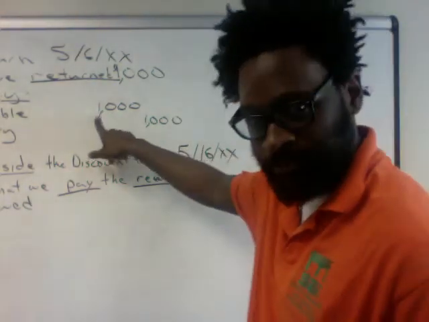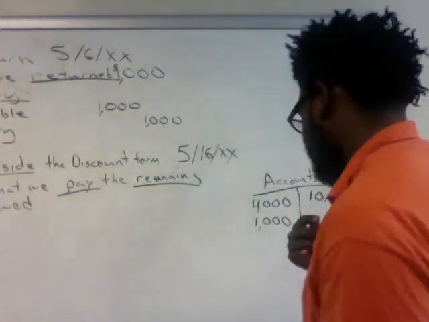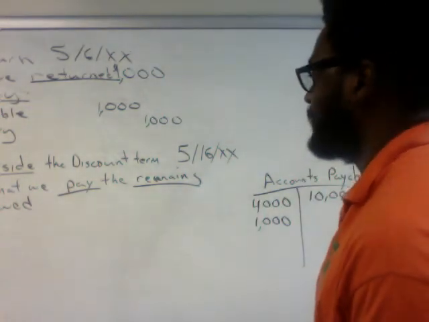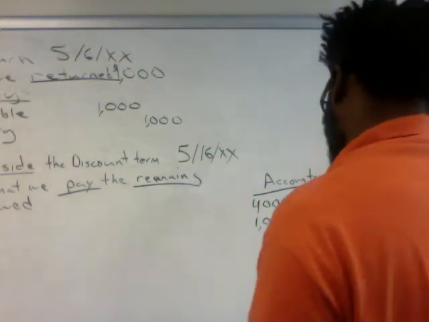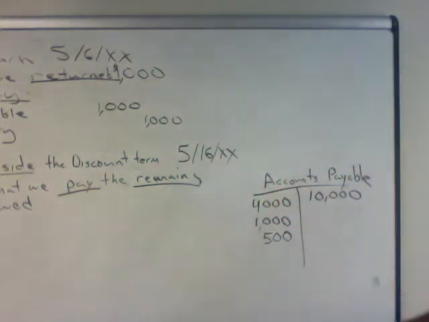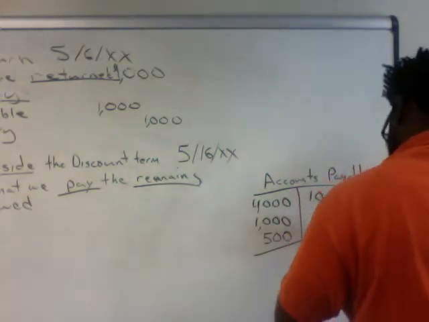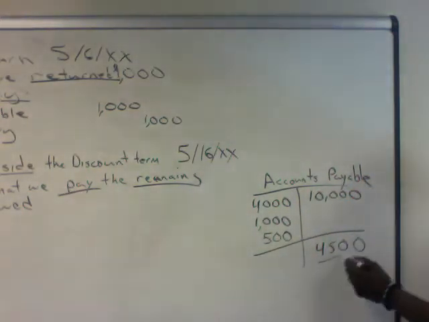So that decreased our accounts payable again by $1,000. All I'm doing is posting. Then we had a what? Allowance. How much was the allowance? The allowance was $500. So that's going to decrease our accounts payable by $500 again. So now we can find out what the remaining amount owed is. 10,000 minus, what is that, 5,500? Seems to be 4,500 if I'm correct. Yeah, 4,500. So that's how much is owed.